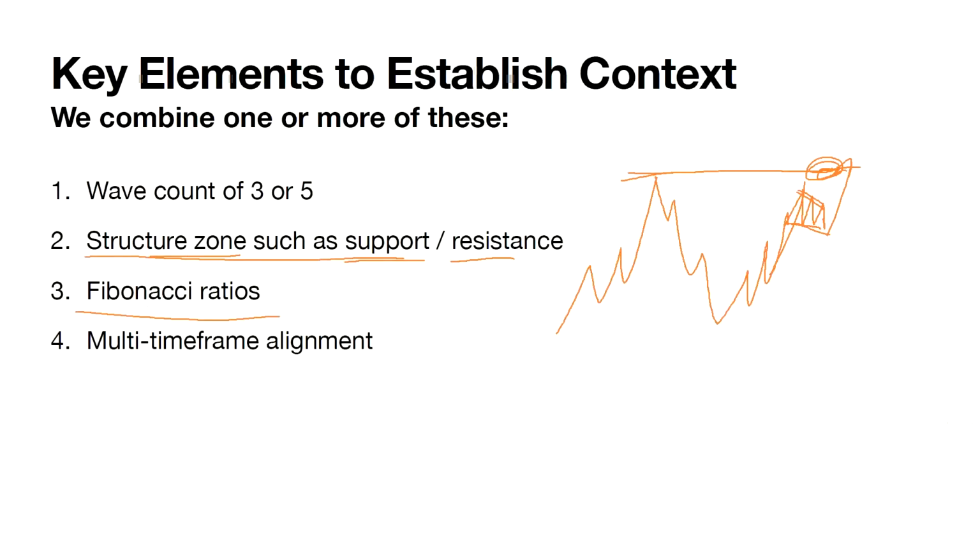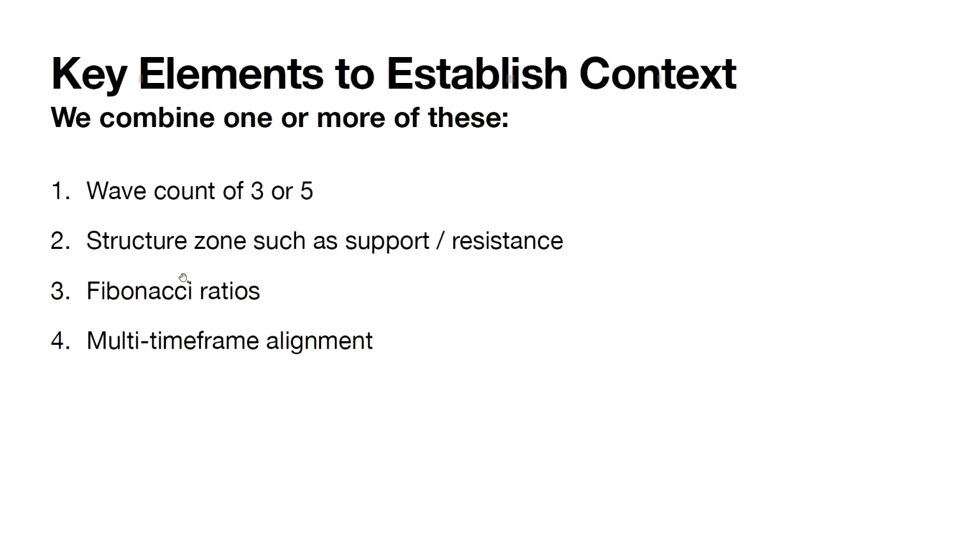Fib ratios, we use that quite a bit as well. Is the price approaching near a key support, a key Fibonacci area? If it is, then we'll be a little bit cautious. So for example, we have a move down and then it starts to bounce.